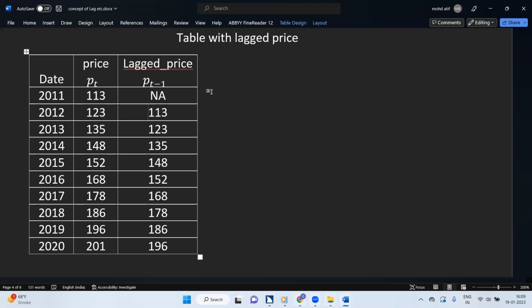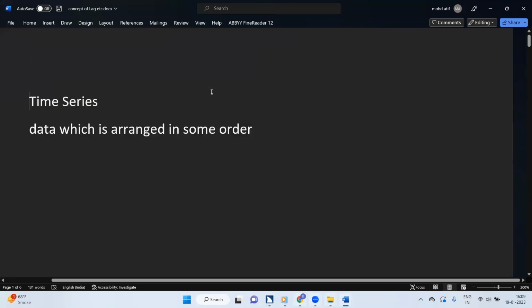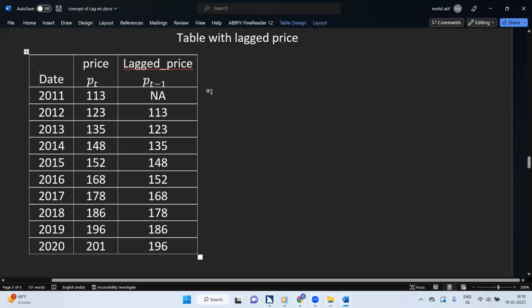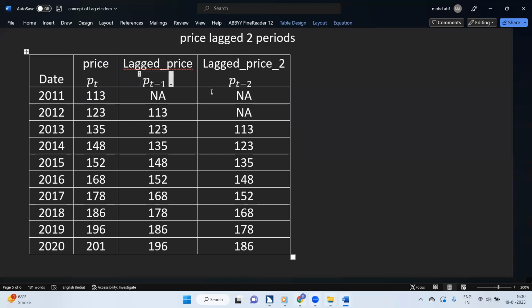Now we can just extend this concept to multiple lags. So the lag for 2 periods would be like this. Price lag 2 periods. Look at P_{t-2}. This is the data which is lagged 2 time periods. So when we lag it by 2 time periods, 2 data points will be missing, and they are represented as missing values. So this is the basic concept of lag.